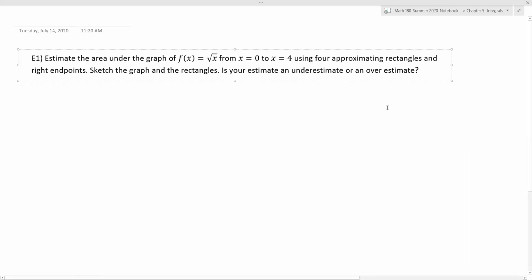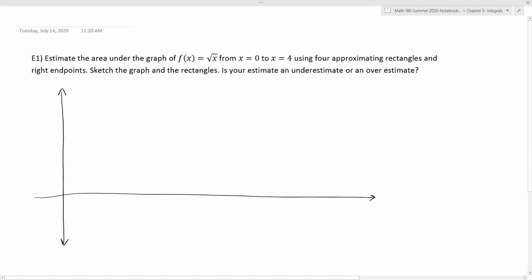Now we're going to estimate the area under the graph of f of x equals square root of x from x equals 0 to x equals 4 using 4 approximating rectangles and right endpoints. Then we'll sketch the graph and the rectangles, and determine whether my estimate is an underestimate or an overestimate. I'll start by sketching the graph. That's the square root of x. We'll have this be 0, and this will be 4, and we want 4 approximating rectangles and right endpoints.